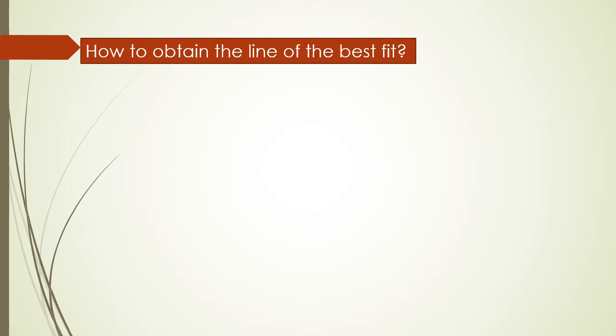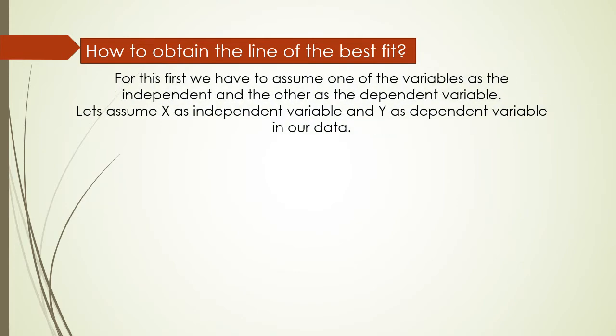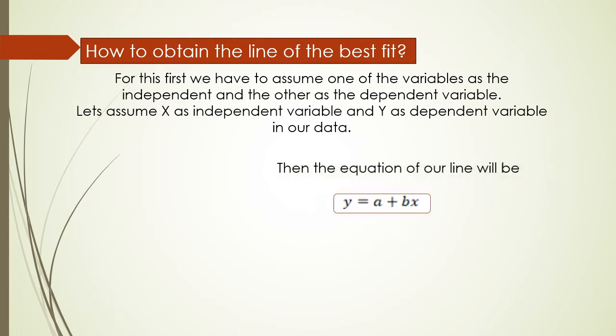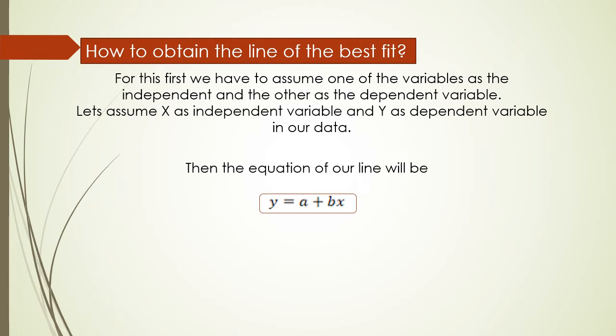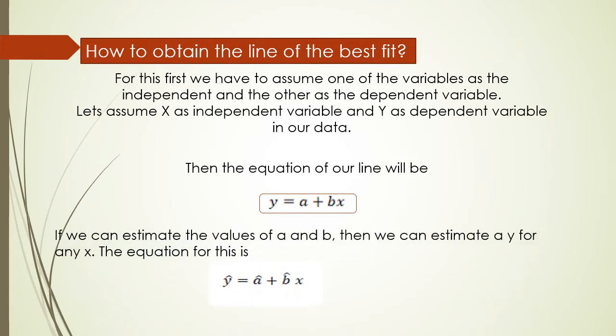How to obtain the line of best fit? For this, first we have to assume one of the variables as the independent and the other as the dependent variable. Let's assume x as independent variable and y as dependent variable in our data. Then the equation of our line will be y equal to a plus bx. If we can estimate the values of a and b, then we can estimate a y for any x.